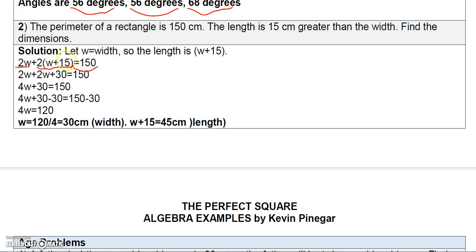So now distribute the 2 here, and you get 2w plus 30. So the left-hand side is 2w plus 2w plus 30. And then combine the w's, and you get 4w plus 30. Then you can subtract 30 from both sides, and that'll give you 4w equals 120, and then divide both sides by 4, and 120 over 4 gives me 30. So the width is 30 centimeters, and since the length is 15 more than the width, then the length must be 45 centimeters, 30 plus 15.